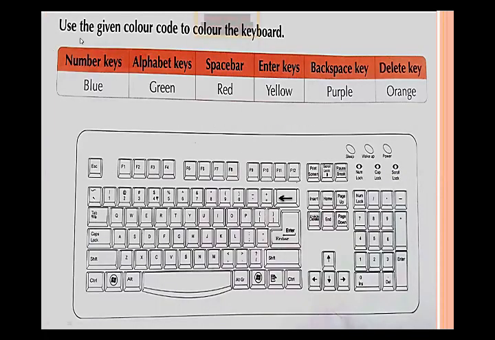Next, I have an activity about the keyboard. It is present in your book, page number 13. You can open your book and see that on page number 13 you have an activity. What is the activity? Use the given color code to color the keyboard. The color codes are given to you and the keys are highlighted, so you will use the given colors to color the keyboard. You have to color the number keys, alphabet keys, space bar, enter key, backspace key and delete key. Which colors will you use?